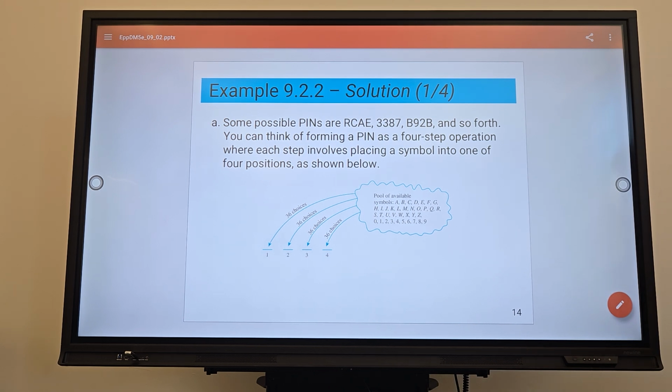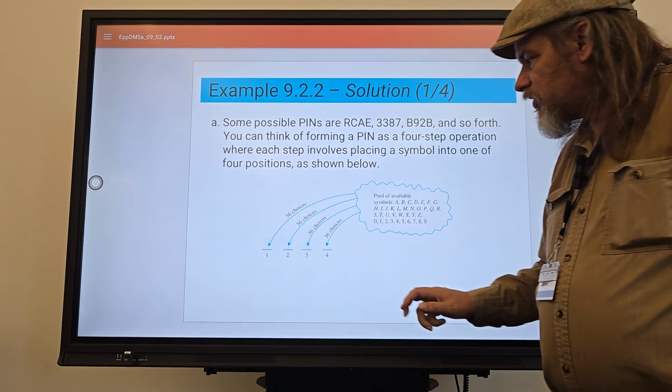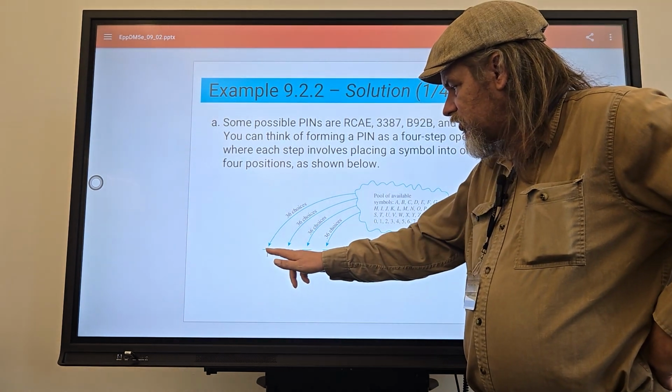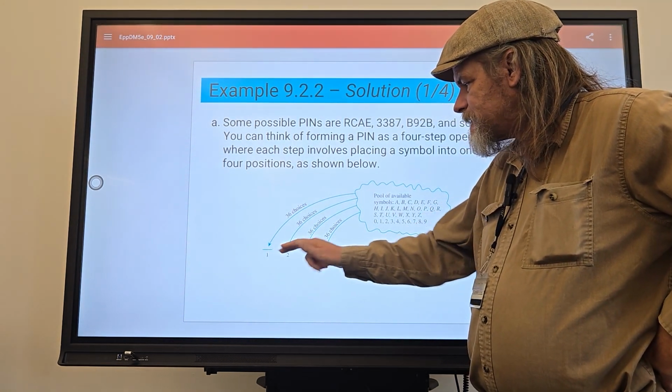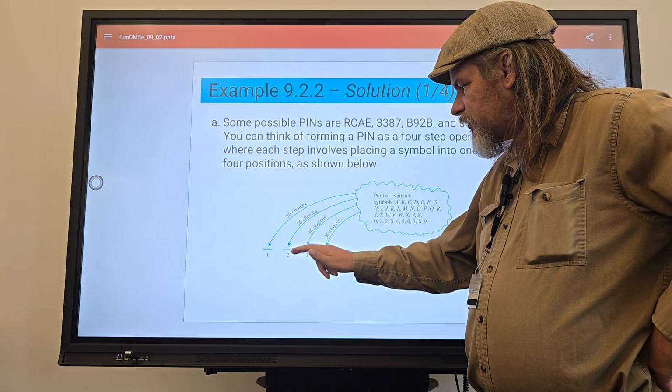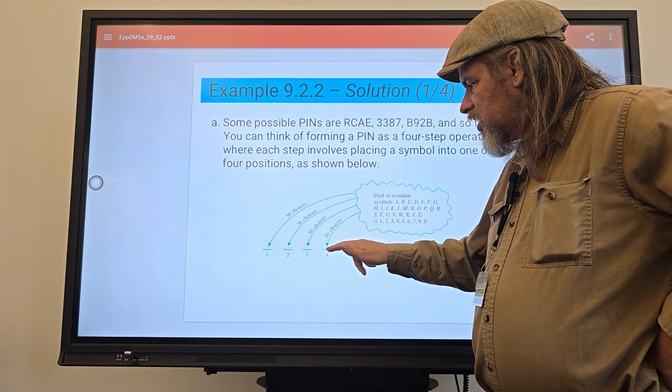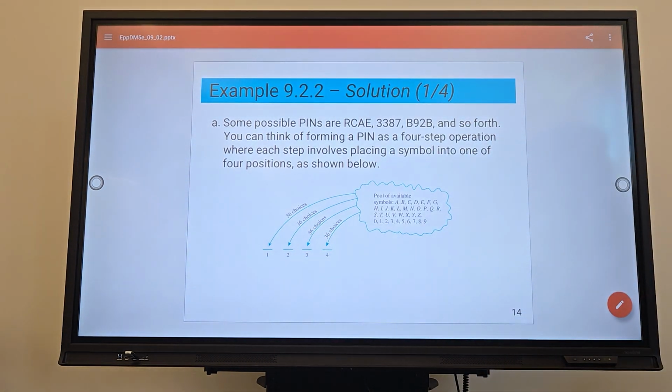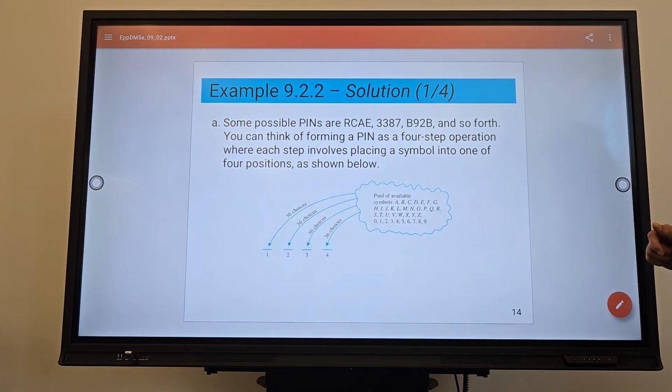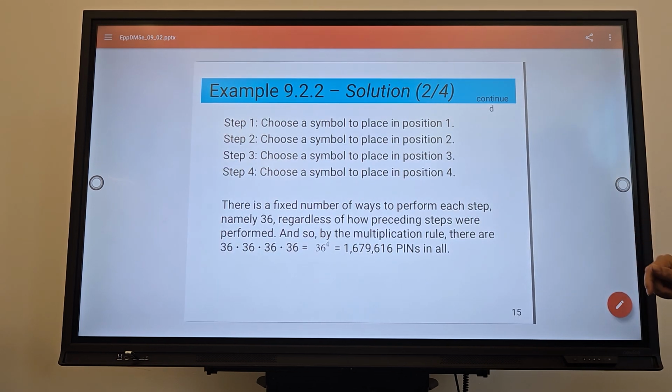You can think of it as a 4-step process. If you allow repeating, you have 36 options for step 1, 36 options for step 2, step 3, and step 4. So the total number of options would be 36 times 36 times 36 times 36, or 36 to the 4th power, leading to a little over 1.6 million PINs possible.